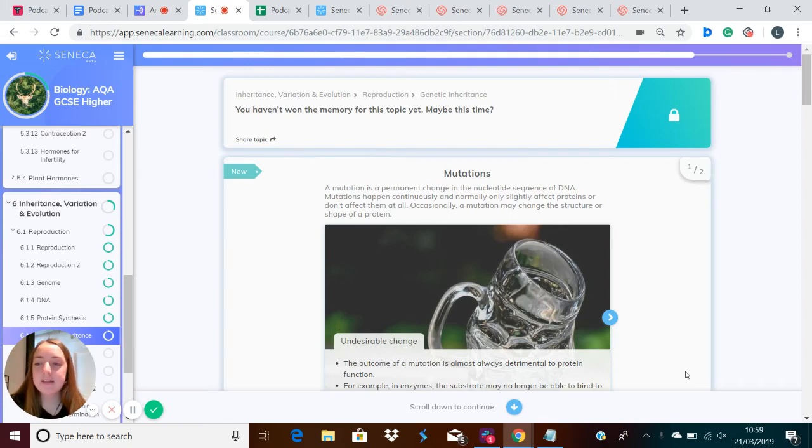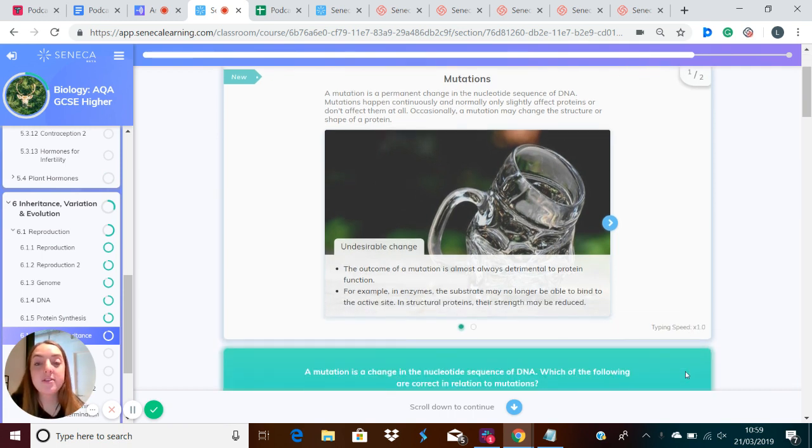Let's take a look at genetic inheritance in humans. One of the topics we're going to look at is mutations. A mutation is a permanent change in the nucleotide sequence of DNA. Mutations happen continuously and normally only slightly affect proteins, or they don't affect them at all. Occasionally, a mutation may change the structure or the shape of a protein. This can cause some undesirable changes.